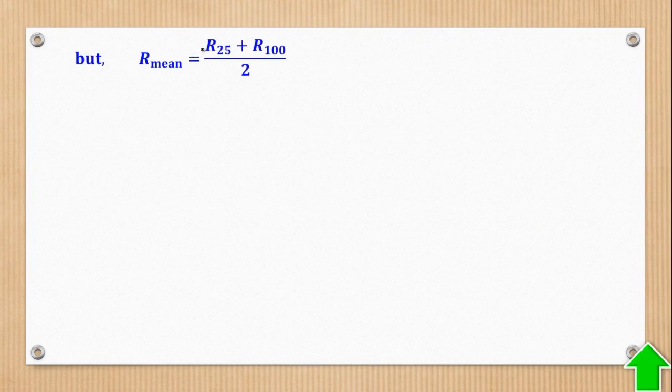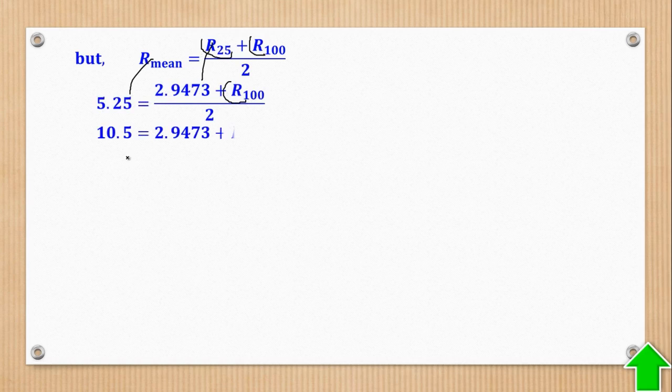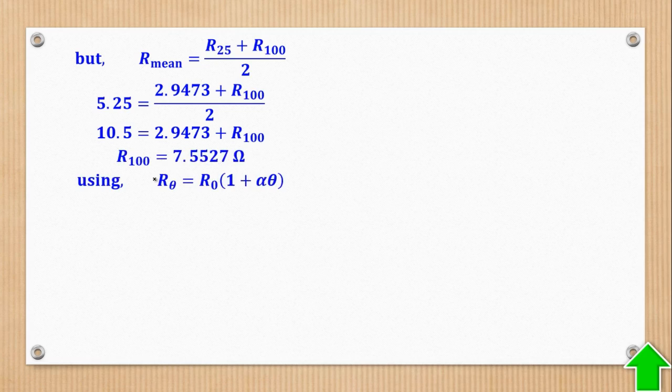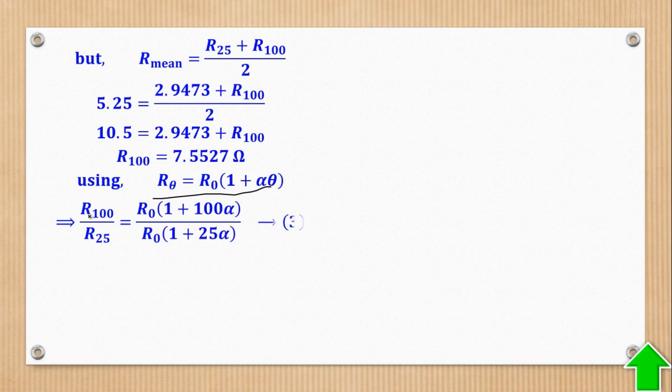But we know that mean resistance is equal to resistance at 25 plus resistance at 100 over 2. Then we shall come and add the 2, substitute for this, and substitute for this to make this the subject. And let's make the subject, we'll come up with this. Now using this formula for TCR, we shall divide. It means that R100 over R25 is equal to R0 in brackets 1 plus 100 alpha over R0 in brackets 1 plus 25 alpha.